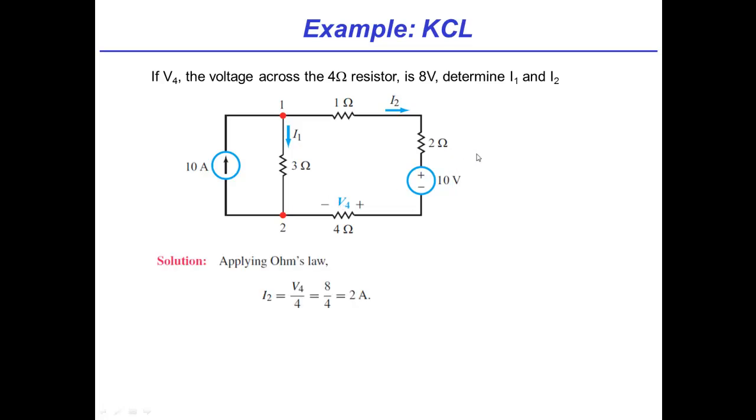Okay, so now we want to find I1 and I2. These are unknowns, right? This is what we're solving for in the problem. What is I1? What is I2? So we can start by applying Ohm's law.